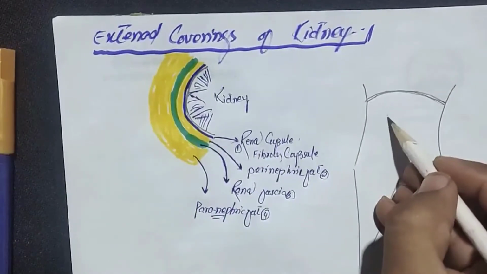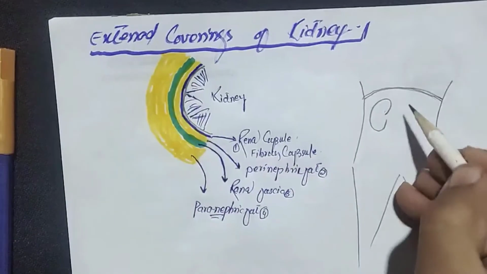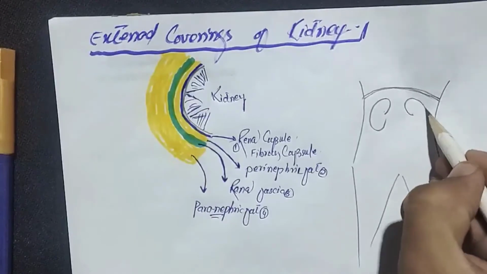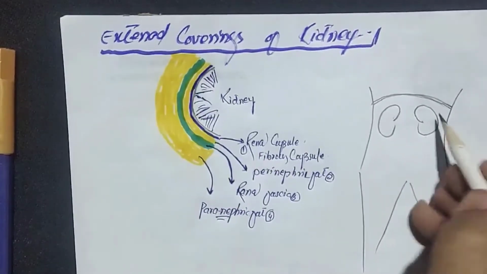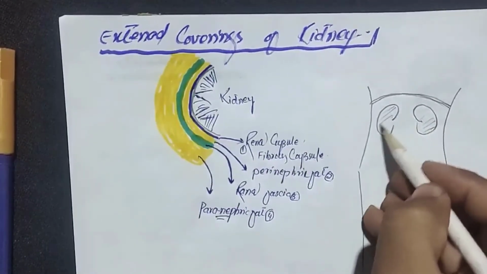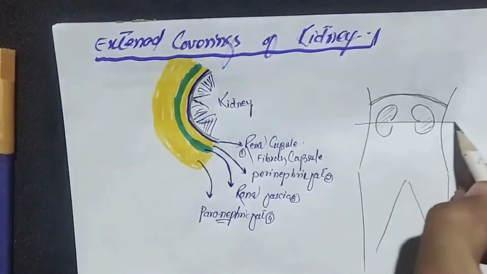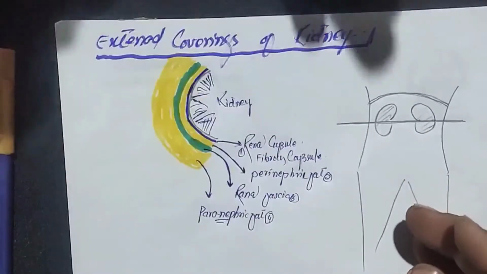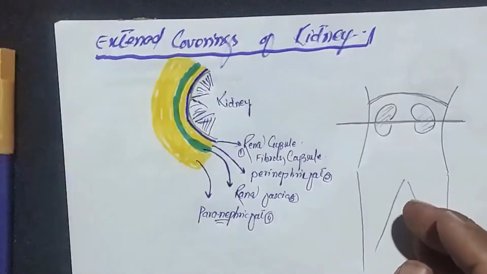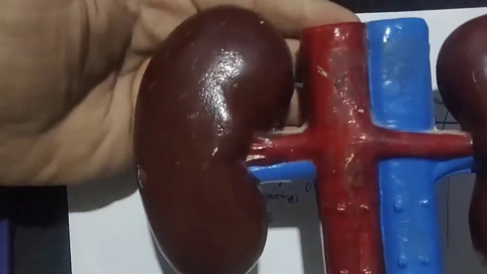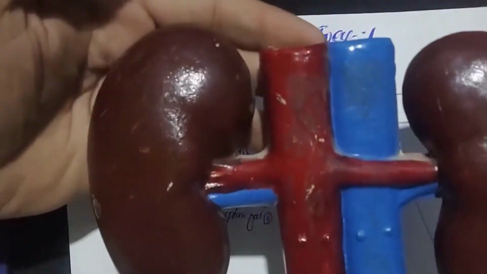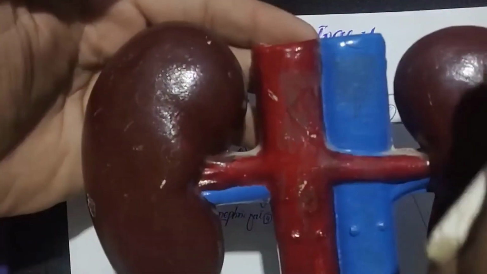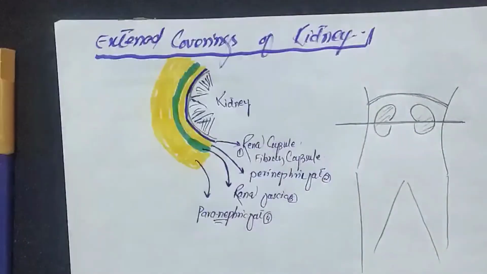Here are both of the kidneys located here and here. These are the 2 kidneys. Now let us make a section here, a transverse section here, right? And through this transverse section we will look from above, right? If these are the 2 kidneys lying in the abdominal cavity, we will make a section here and we will see all the covers around the kidneys in the transverse section.